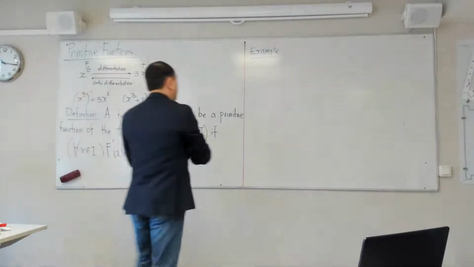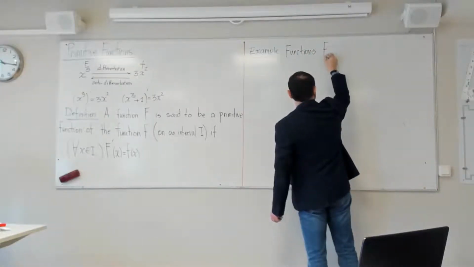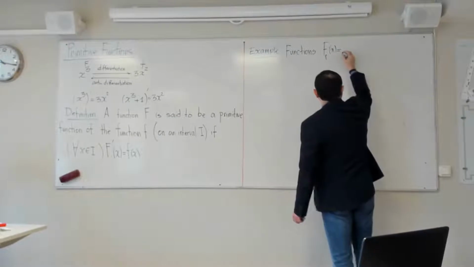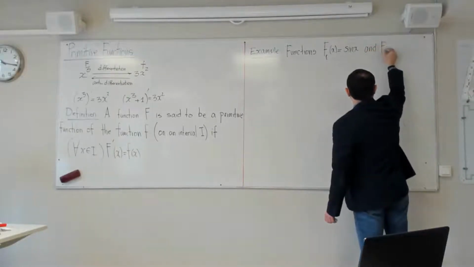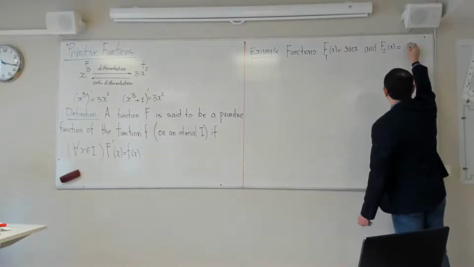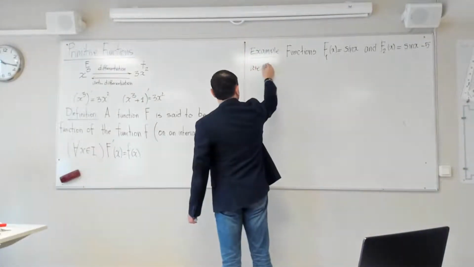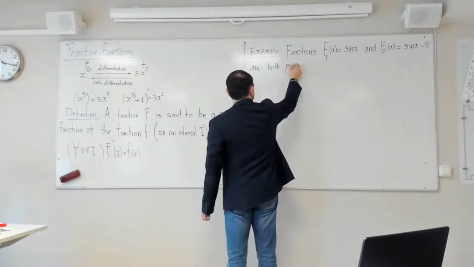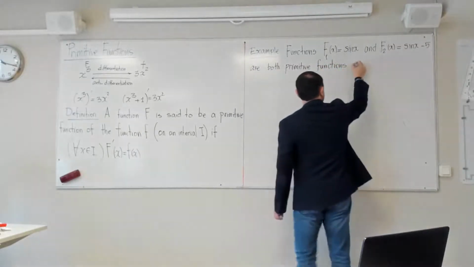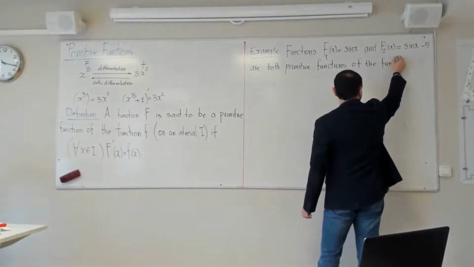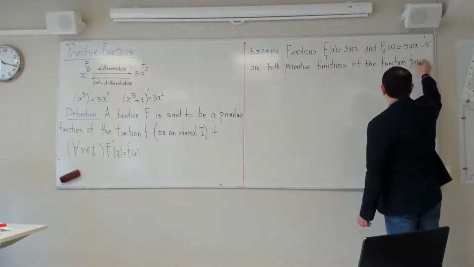So functions f1 of x equals sine x, and f2 of x equals sine x minus 5, for example, are both primitive functions of the function little f of x equals cosine x.